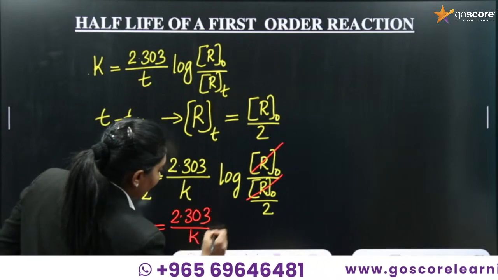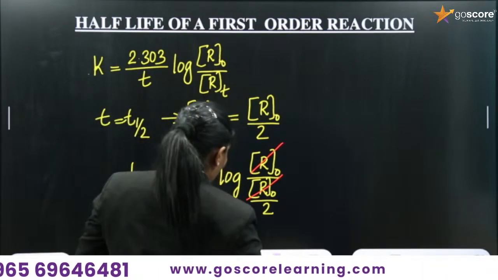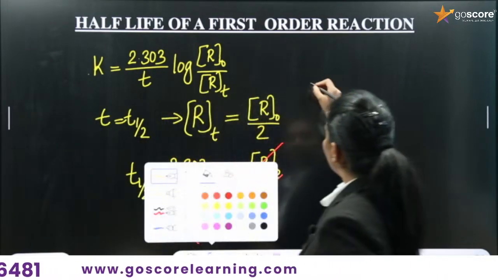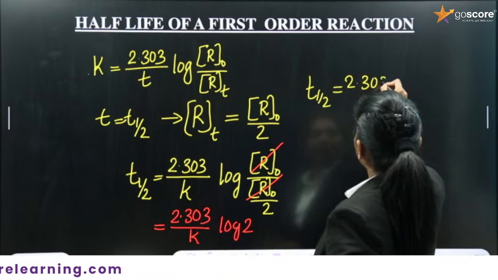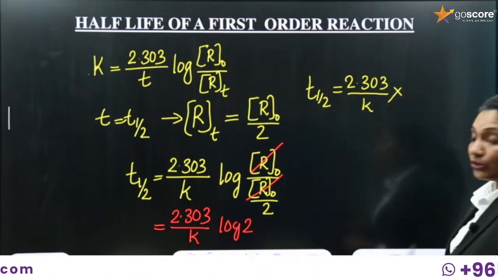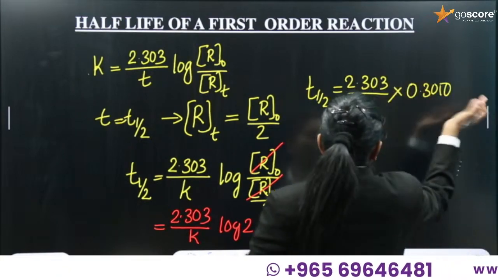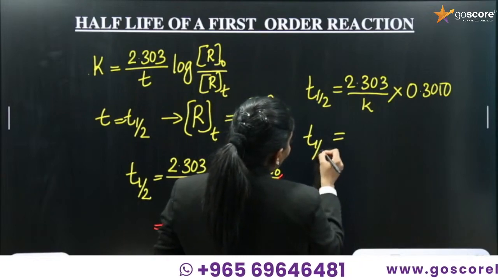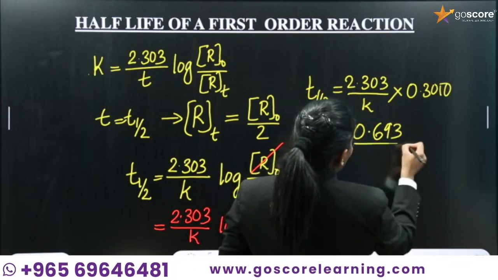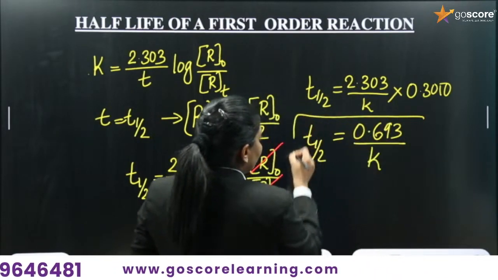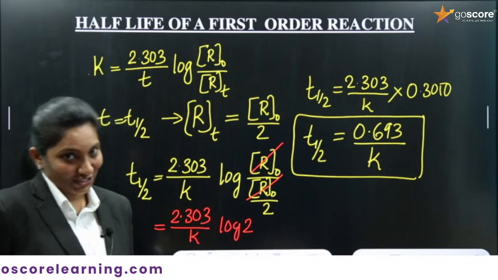2.303 by K into log 1 by 2, that is log 2. What's the value for log 2? T half is equal to 2.303 by K into the value for log 2, which is 0.3010. Then, when you multiply it, you will get the half-life of a first order reaction as 0.693 by K.